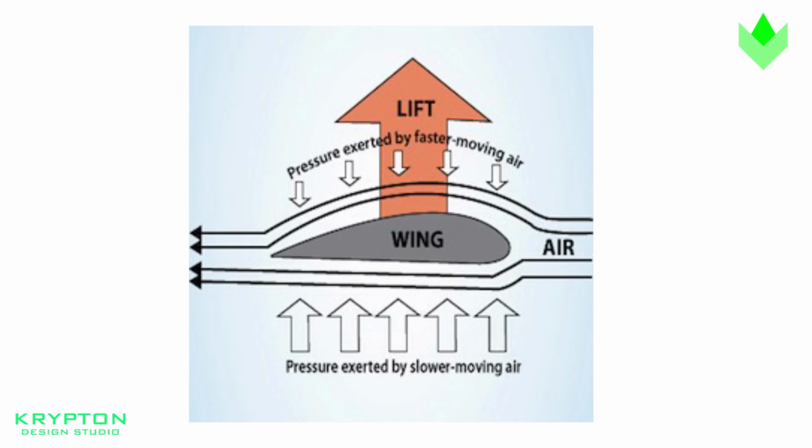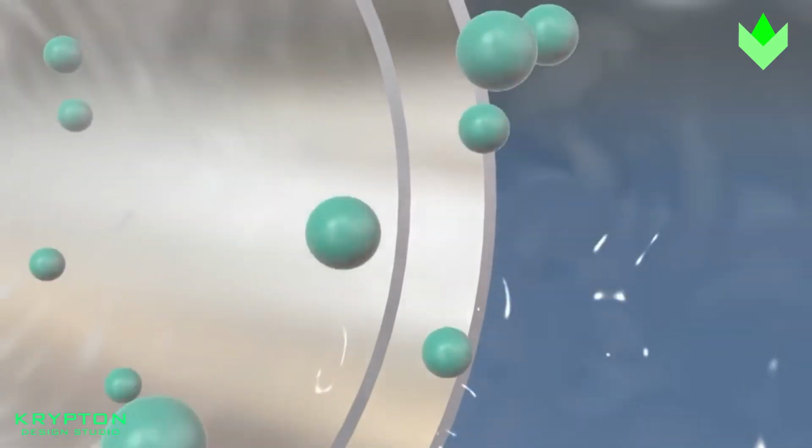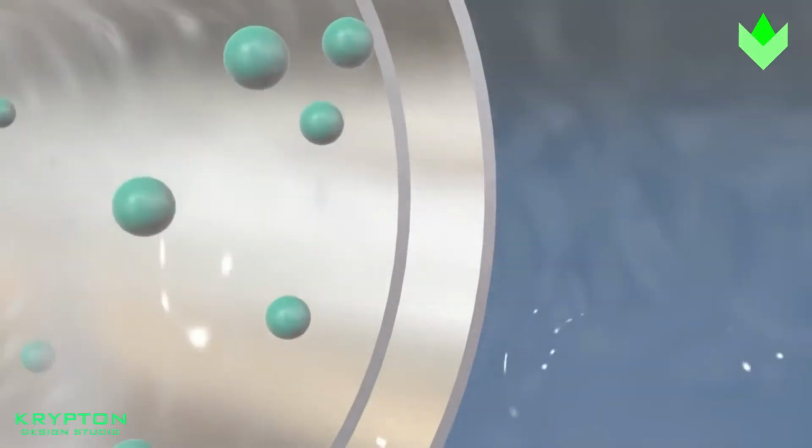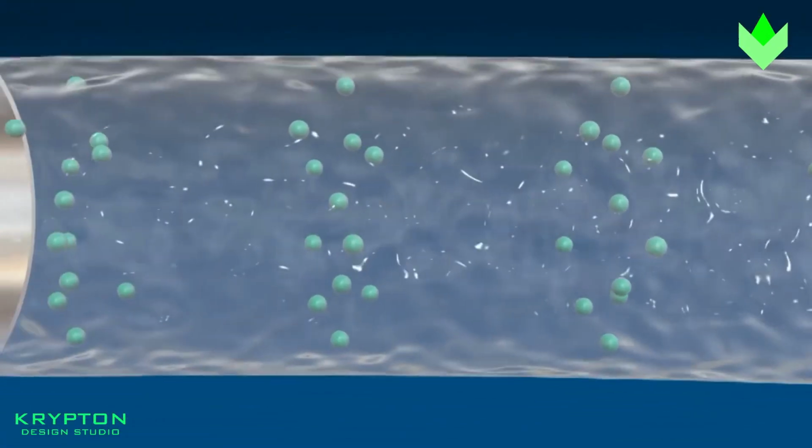Bernoulli's theorem also plays a role in the design of water treatment plants, where it's used to control the flow of water through various filters and pipes. It's also important in the field of fluid dynamics, where it's used to study everything from blood flow in the human body to the behavior of ocean currents.